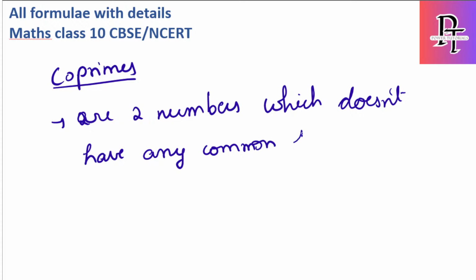And repeating again, co-primes are the numbers. It's not that they are prime numbers. They are any numbers, prime or composite, which do not have any common factors between them, and they are called co-primes. For example, 6 and 5. These are co-primes. 6 is a composite number, but still 6 and 5 are co-primes. Why? Because they do not have any common factor between them.